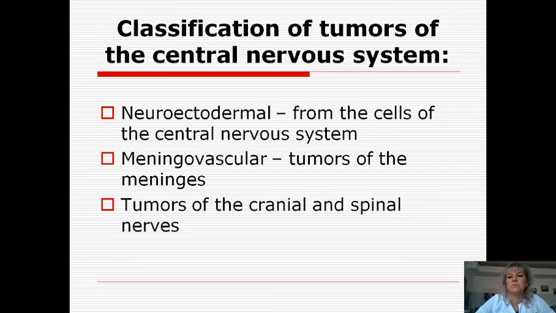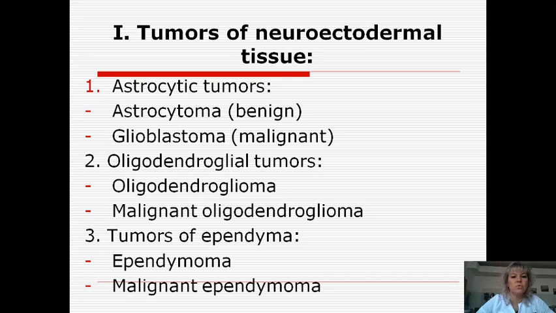Classification of tumors of the central nervous system. Many tumors and groups. Neuroectodermal, from the cells of the central nervous system. Meningovascular, tumors of the meninges. Tumors of the cranial and spinal nerves. In the first group, you can see many very difficult and different tumors.